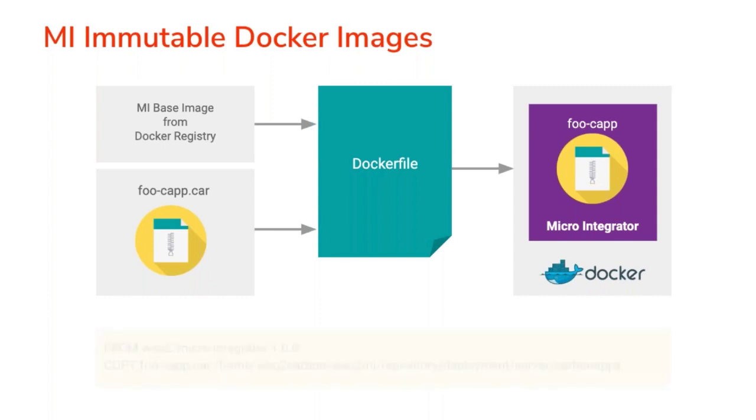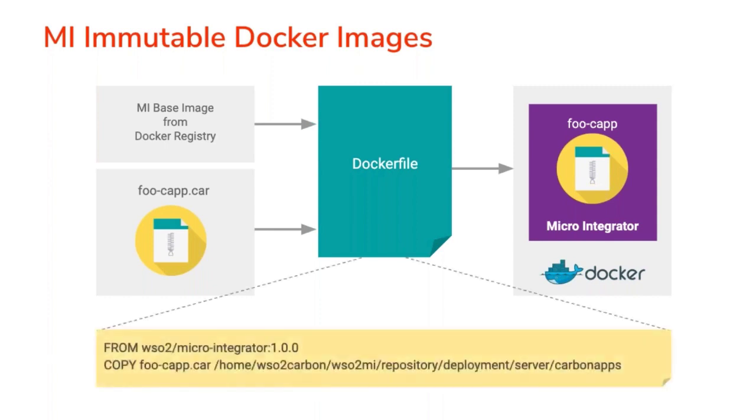So how you can do it is, in the Docker file you just have to use the correct base image, and copy the Carbon application to the deployment folder, and that will create this application specific immutable Docker image. I will go through how you can use these immutable Docker images to deploy in different environments.